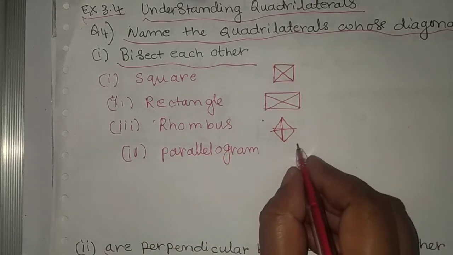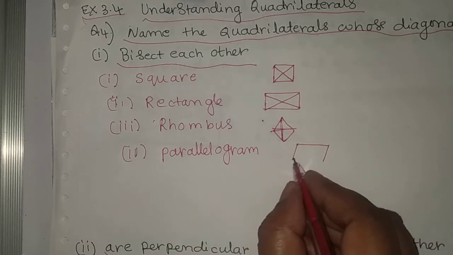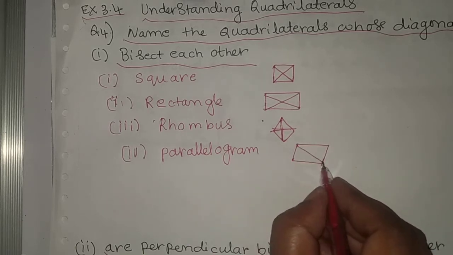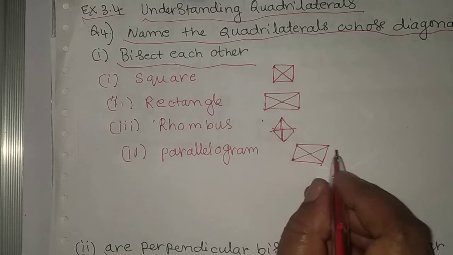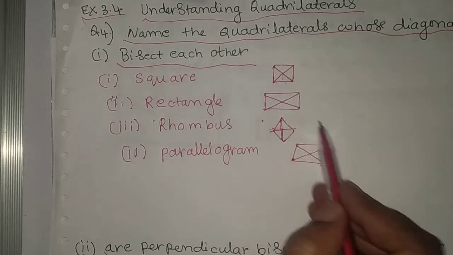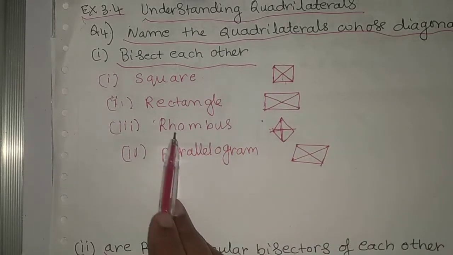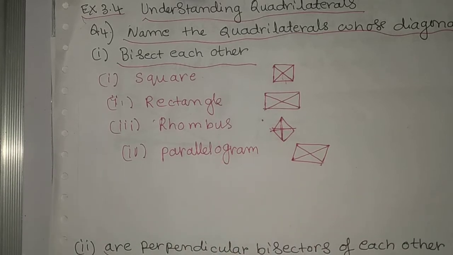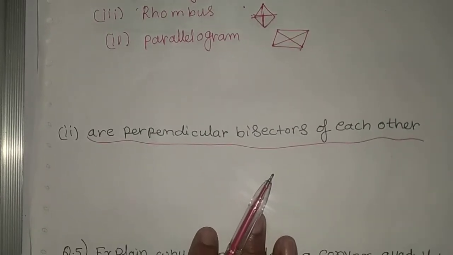Parallelogram. So here also the two diagonals bisect each other. So these are the diagonals which bisect each other. Four options are there: square, rectangle, rhombus and parallelogram. So this is the first option, the first part of the question.